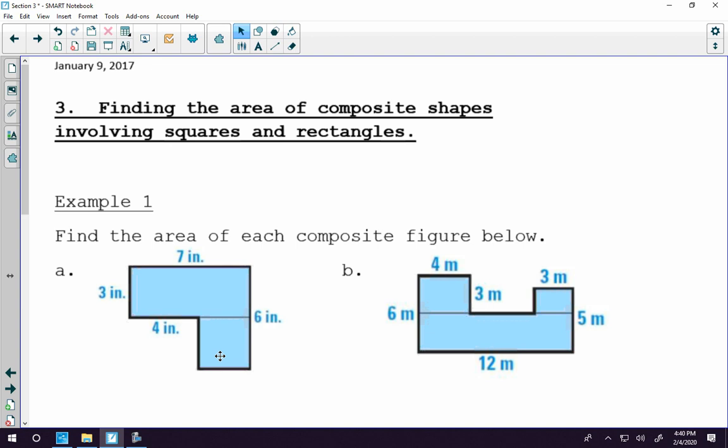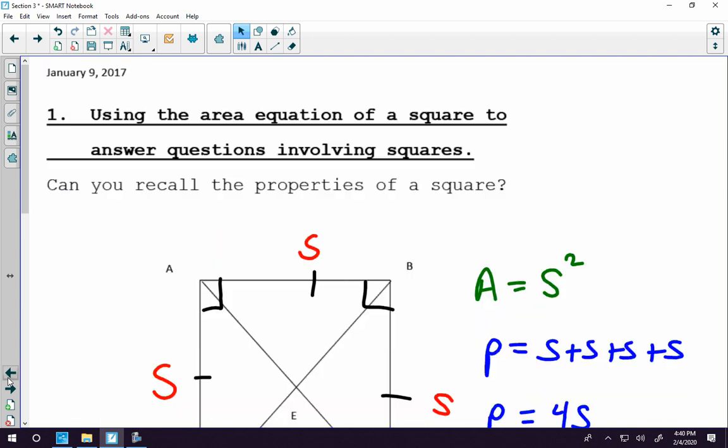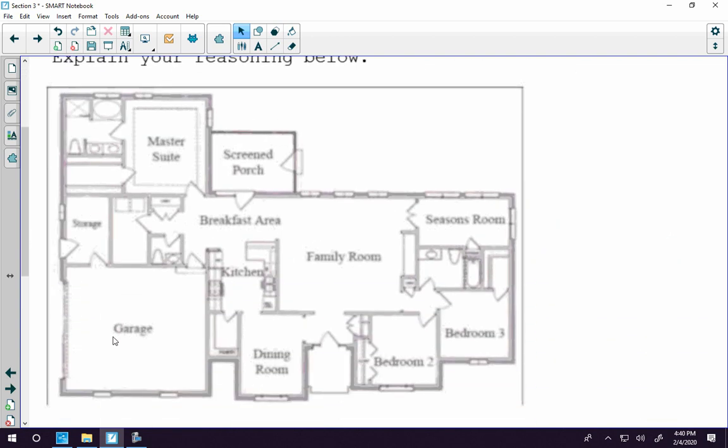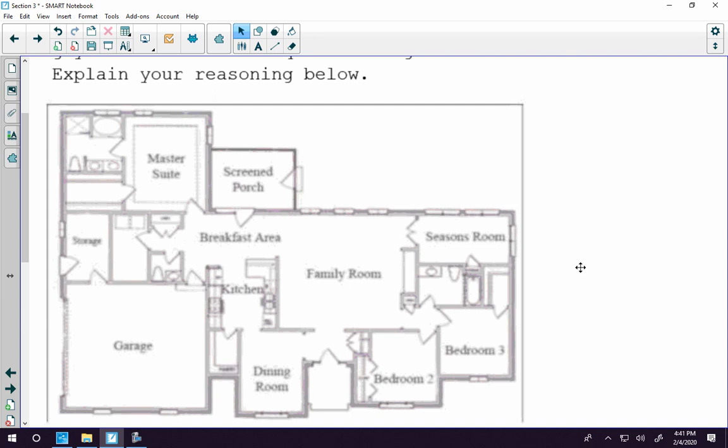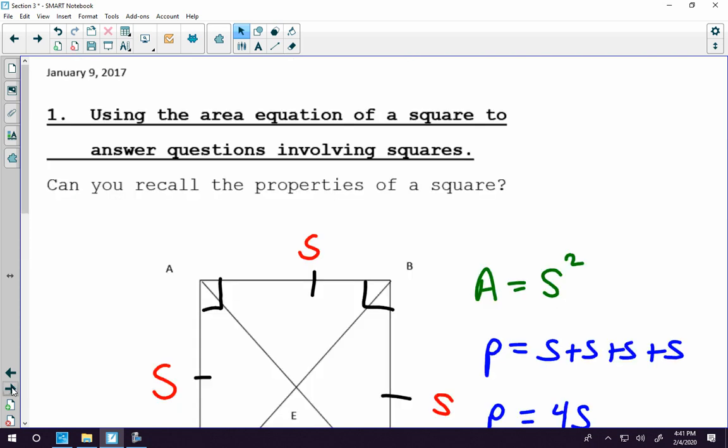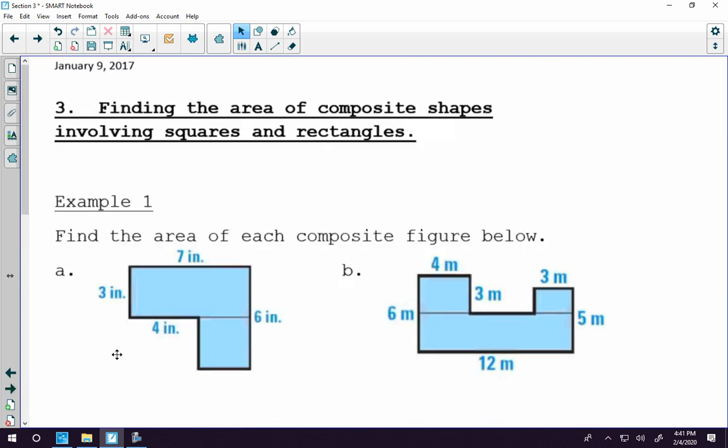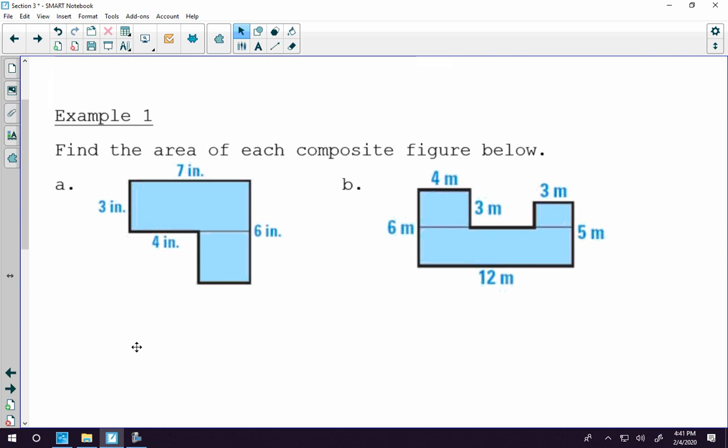Okay, third objective. How do we find the area of a composite shape involving squares and rectangles? Why would we want to do that? Well, if we had time to go back to the class opener, what we're talking about here is if this is the floor plan of your home, maybe you want to find the square footage using different area equations to find the square footage of all your bedrooms, your family room, all these rooms that you see. You want to find their square footages and then add those square feet at the very end to find what is the total area of your floor plan of your home. So think of it that way when we're talking about objective 3, composite area.